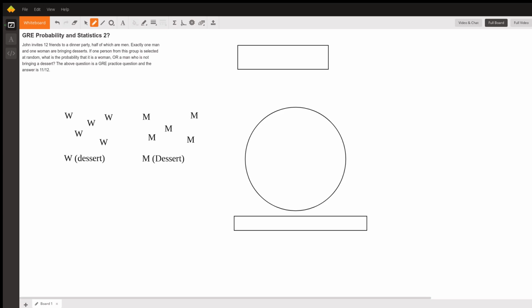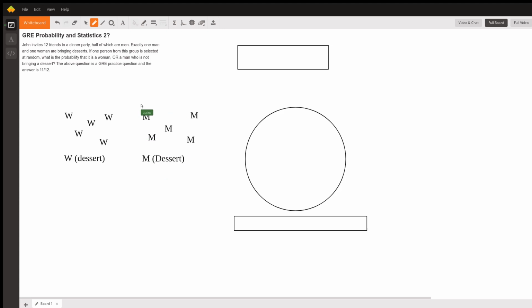So here on the left side of the screen, you can see that I've created 6 women total, represented by the letter W, one of which is bringing a dessert. And then we have 6 men represented by the letter M, and one of them is bringing a dessert.